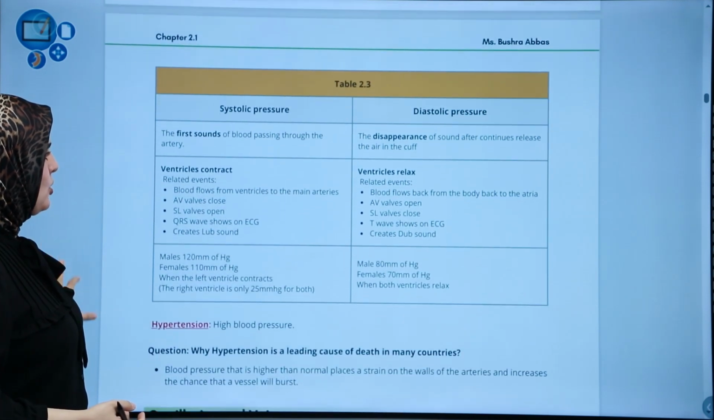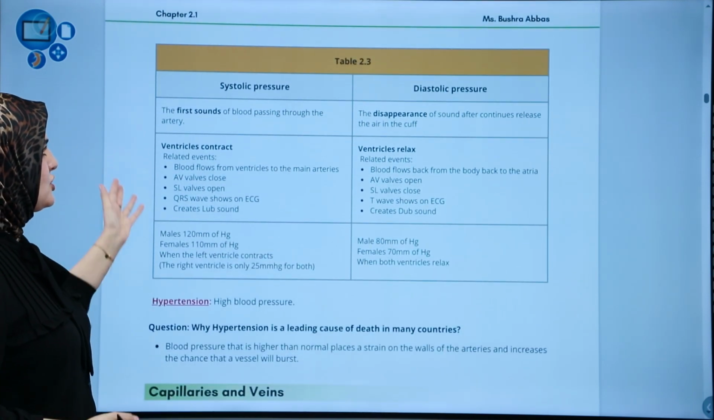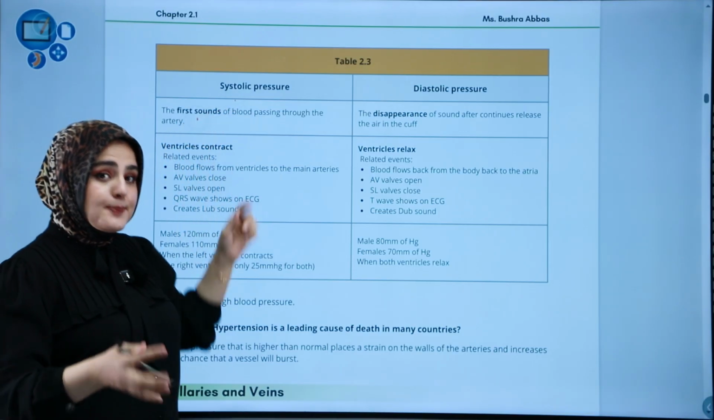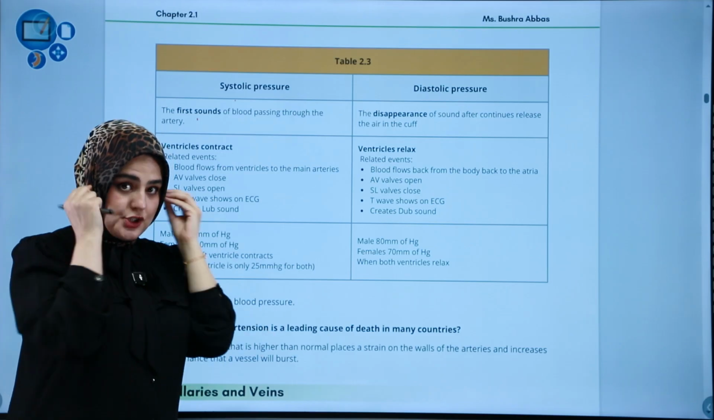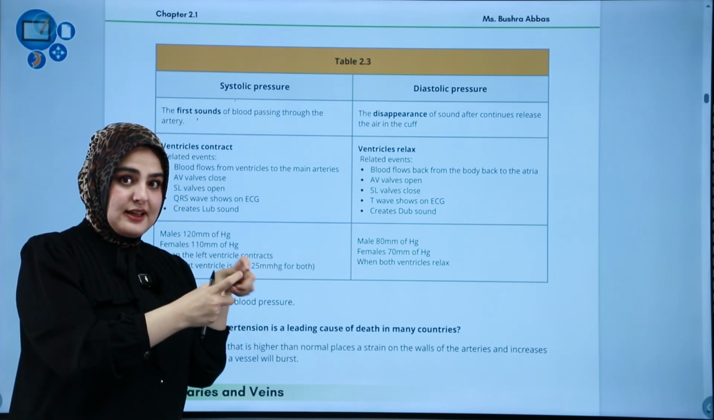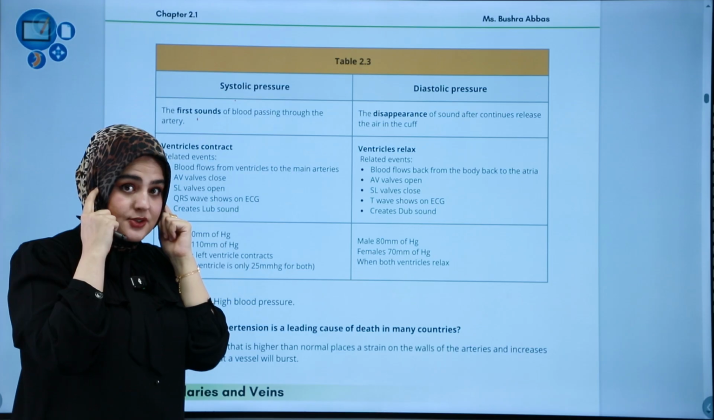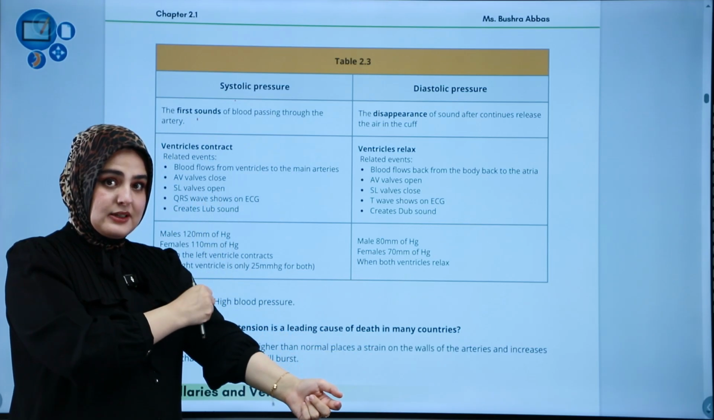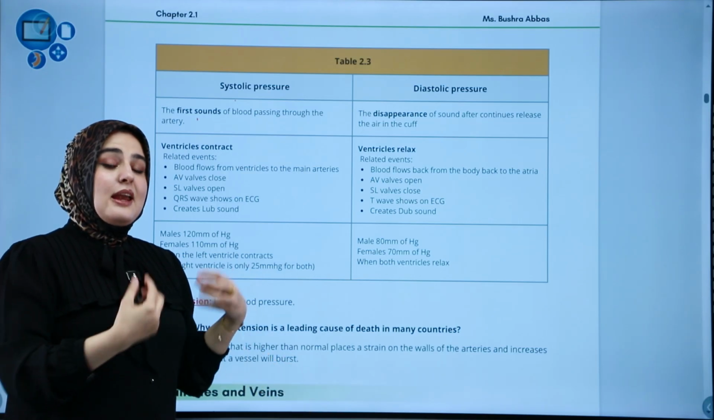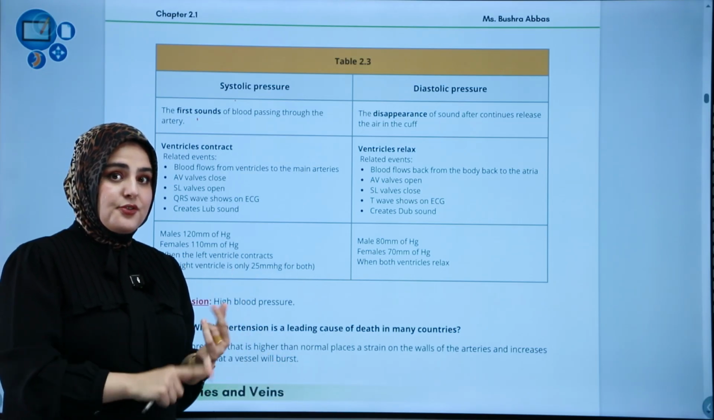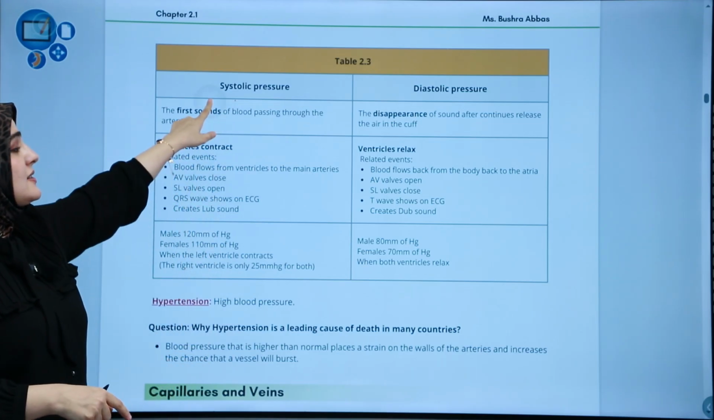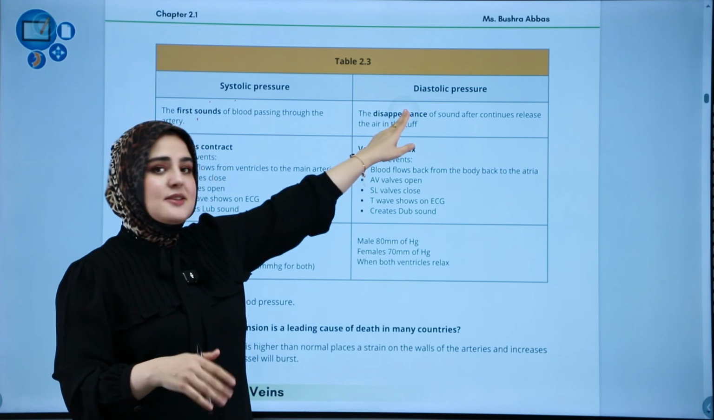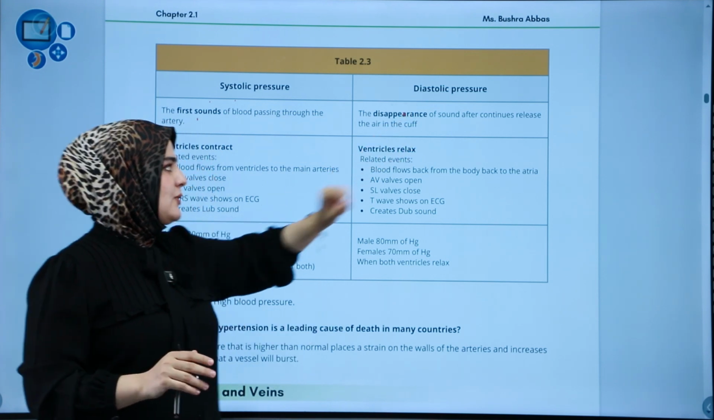And there is a whole table about the differences between these two. During systolic pressure, the first sound is created. That's because some doctors are using not electronic devices, but rather the stethoscope, and they put it here, the other end, and then pressurize it, then release it. They create sound. Once they hear the first sound, they mark it as systolic pressure. And when the sound can no longer be heard, it's called the diastolic point. That's how they read it.